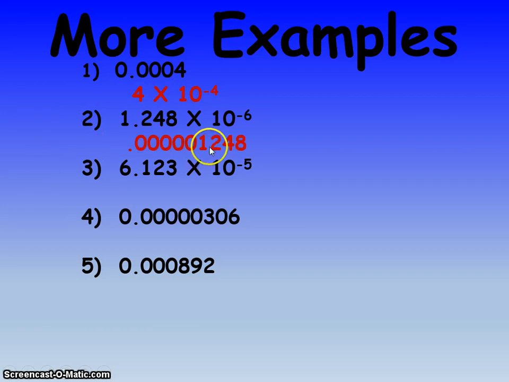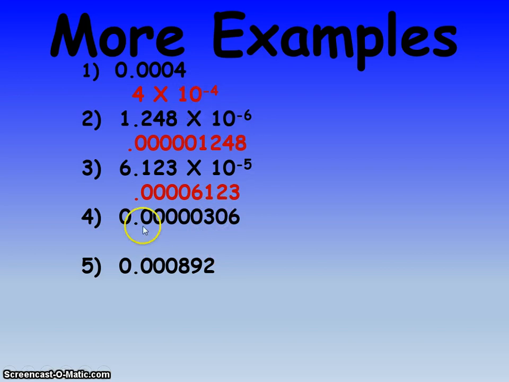Okay. And my decimal was here, I should be back 6 spaces. 1, 2, 3, 4, 5, 6. Perfect. Same thing here. I'll move this one back 5 spaces, taking a number like 6 and making it smaller, so I've got to move that backwards. And that should give me, let's give it a quick check. 1, 2, 3, 4, 5. Perfect.